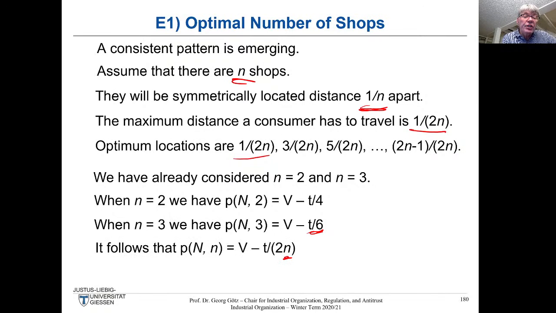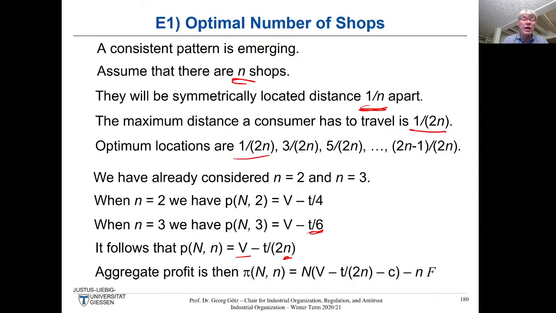If n approaches infinity, you would just charge a price equal to the reservation price, okay? And of course, it's clear you will never have infinitely many shops because we have the fixed cost. But what you can write down is the aggregate profit as a number of shops. Again, it's always the same number of consumers. That's the same number of units sold. The price depends on the number of shops. Of course, we always have to subtract variable cost, and here we get n times the fixed cost.